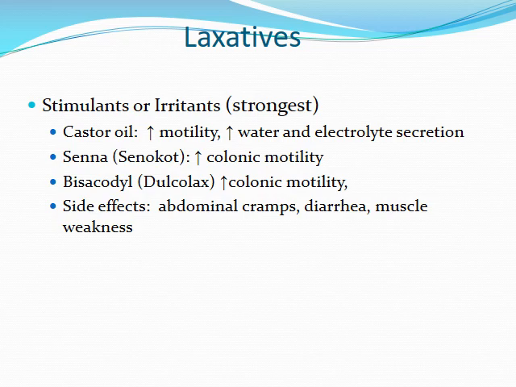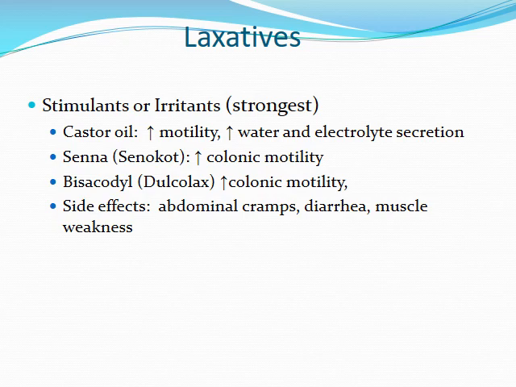So the stimulants or irritants are typically going to be your strongest laxatives. They're going to be directly affecting the GI tract to stimulate peristalsis and to increase motility, increasing things like water and electrolyte secretion. So these are very, very potent agents. One of the older school agents being things like castor oil. So we probably don't see that too often, but certainly you'll see senna and bisacodyl being utilized pretty frequently, especially their over-the-counter preparations you can get pretty easily.